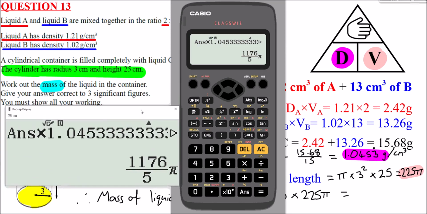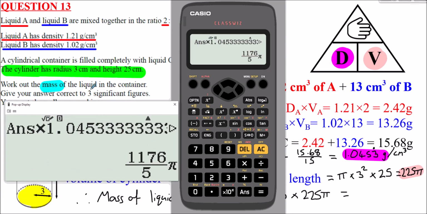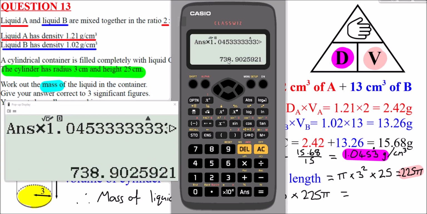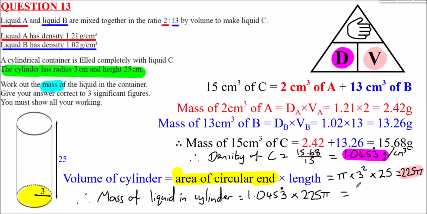Let's read the question carefully. We need our answer to 3 significant figures. So no, we need a decimal answer. So press S arrow D. 738, you might be tempted to say, but no, because next to the 8 is a 9. So the 738 is forced to round up to 739. So the total mass is 739 grams.